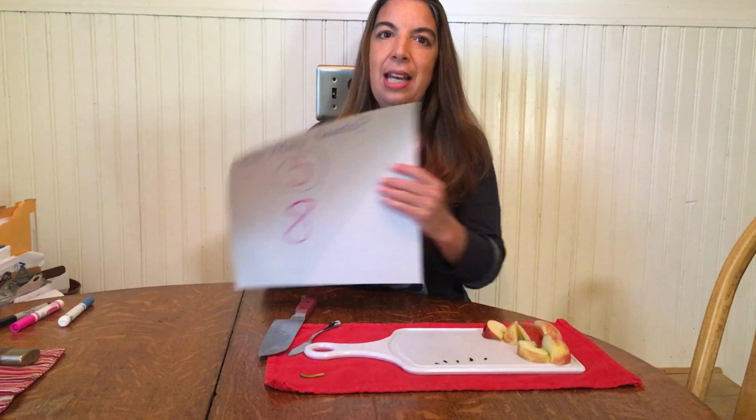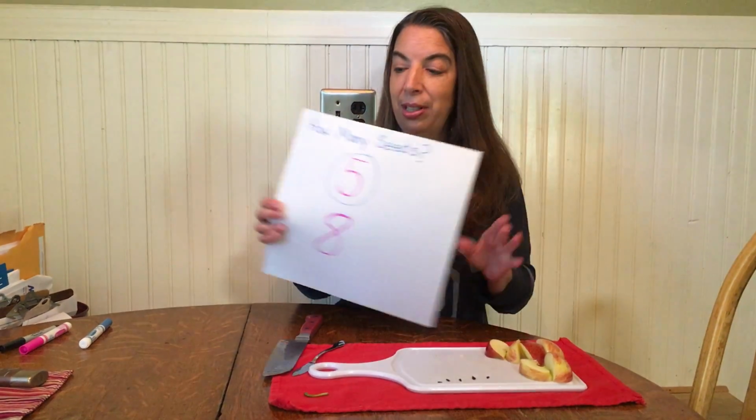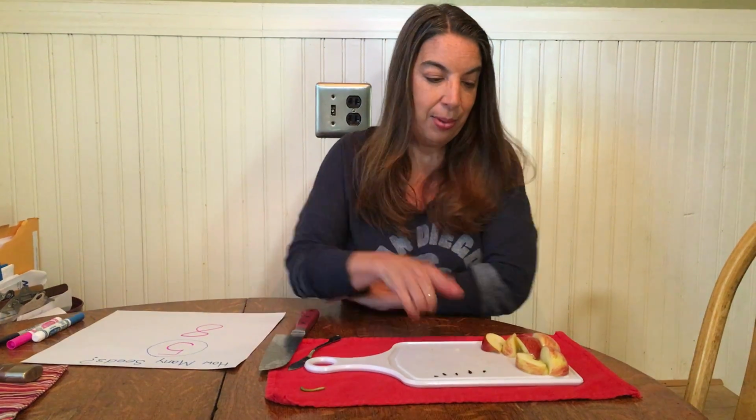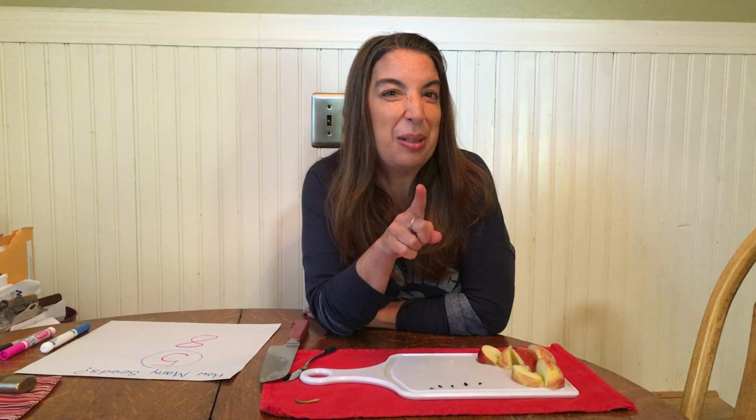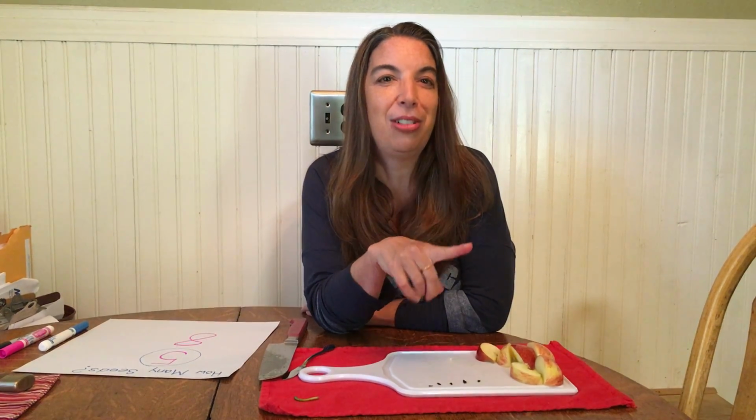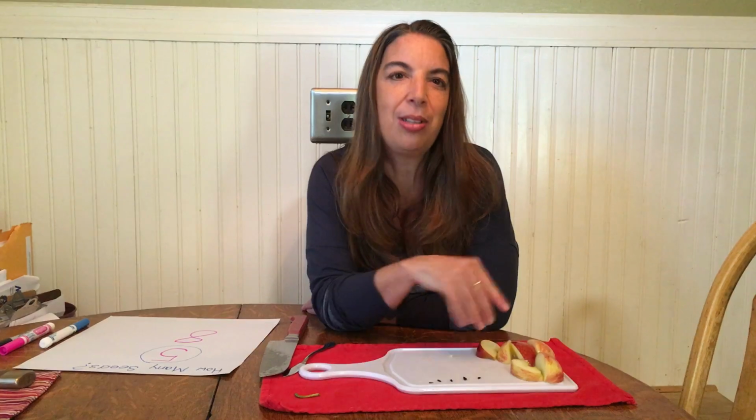There are 5 seeds in the apple, and what you can do at home with a grown-up is cut up an apple and count how many seeds, but first make your prediction, which is important when you're a scientist. You guess what you think is going to happen, and then you experiment and try it out.